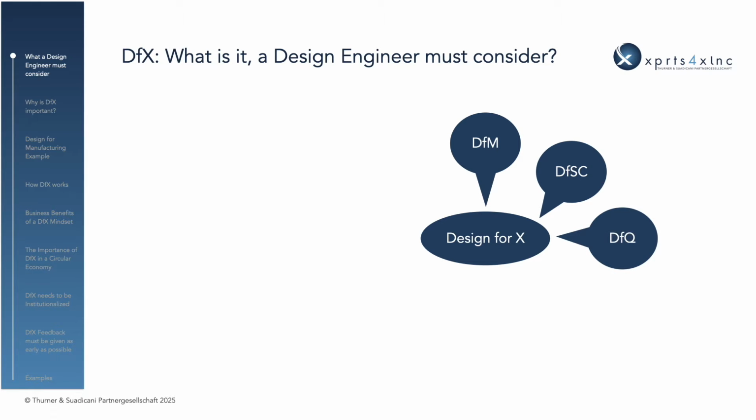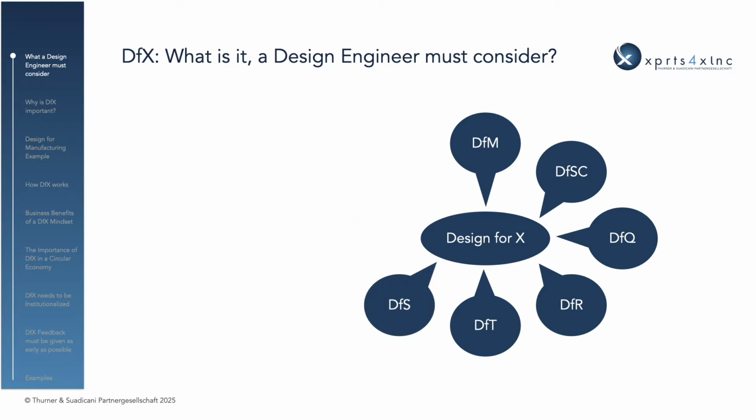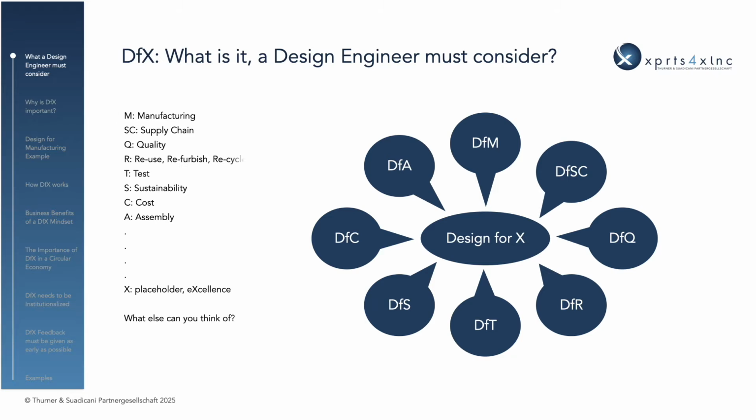DFSC, Design for Supply Chain, refers to the selection of suitable raw materials, components or modules, taking into account their global availability and prices. This aspect is of central importance as it significantly influences the commercial success of a product. DFQ, Design for Quality, is about making development decisions in such a way as to ensure high product quality and a long service life. DFR, Design for Reuse, Refurbishment and Recycling, encompasses the entire reverse supply chain. The goal is to design the product so that it can be easily and efficiently recycled, refurbished or reused at the end of its useful life.